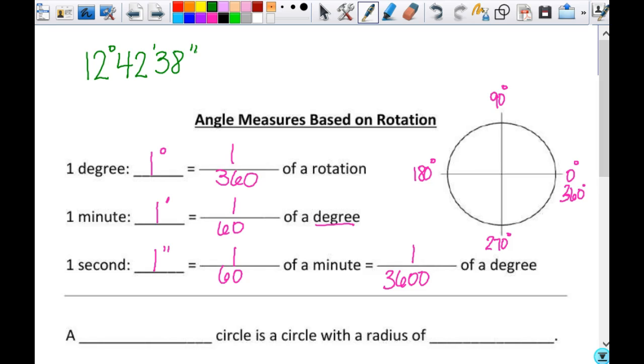Okay, it's not exactly 12 degrees. It's somewhere between 12 and 13 degrees. The way this reads is 12 degrees, 42 minutes, and 38 seconds. And if I wanted to convert that to a decimal, it's not 12.4238, right? It doesn't work that way, just like an hour and 15 minutes is not 1.15 hours. Everybody okay with all that so far?